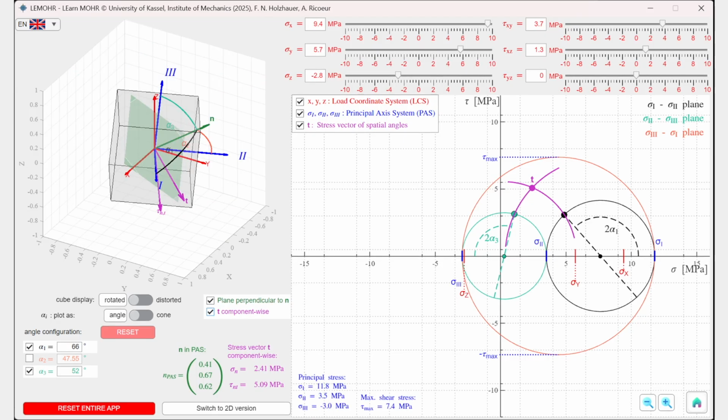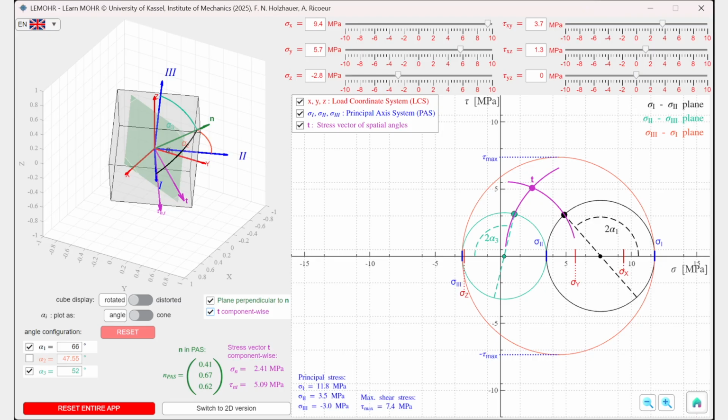Given the angles alpha 1 relative to the 1 axis and alpha 3 relative to the 3 axis, Mohr circles can now be used to determine the stress vector T associated with the space angles and the corresponding normal vector n. In the black circle of the 1-2 plane in the principal axis system, starting from the principal stress sigma 1, twice the angle alpha 1 is plotted counterclockwise. This yields the point on the black circle. Starting from sigma 3, twice the angle alpha 3 is plotted clockwise on the turquoise circle of the 2-3 plane. This yields the turquoise point on the turquoise circle.